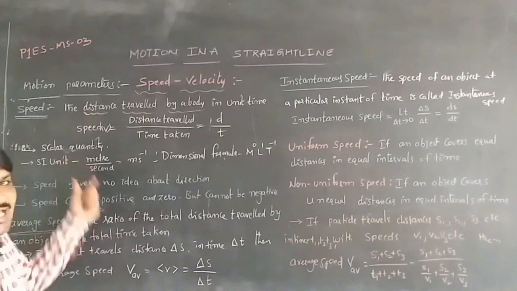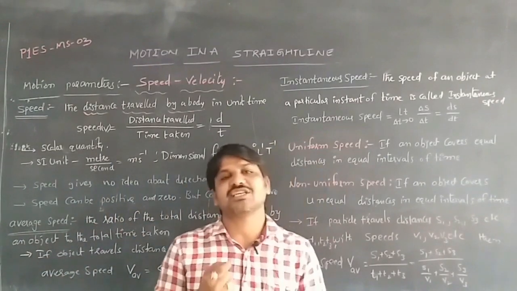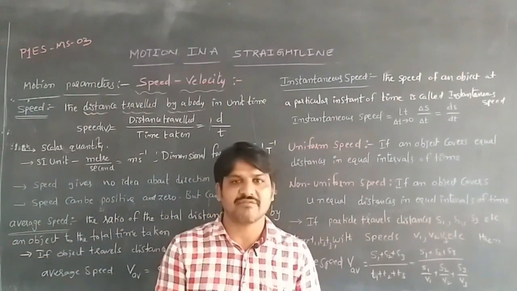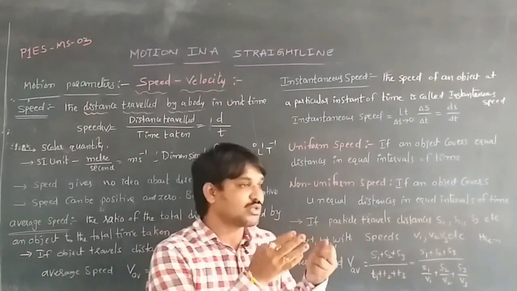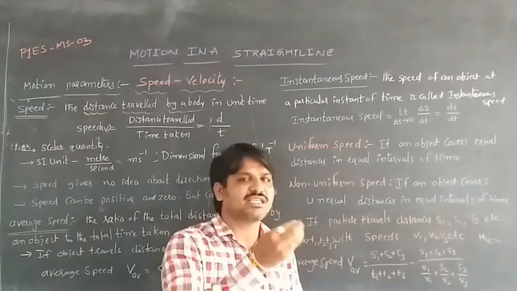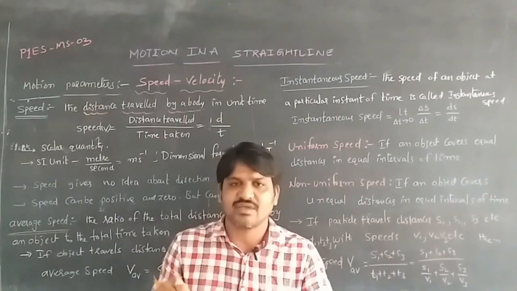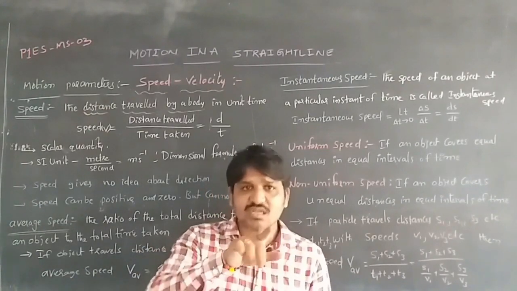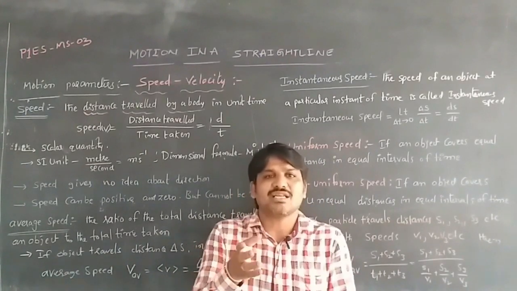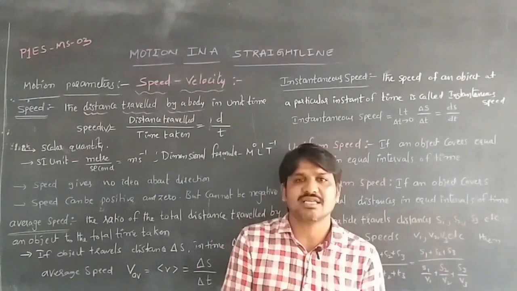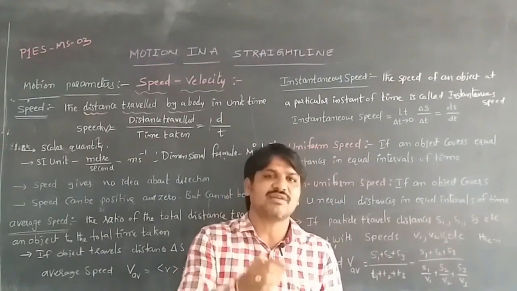It is a scalar quantity because it does not give any idea about the direction of motion of a body. Whenever we ride a bike, we see the speedometer showing 50, 60, 70. But in what direction we are going, the speedometer does not say. It gives only how much distance is travelled in unit time.